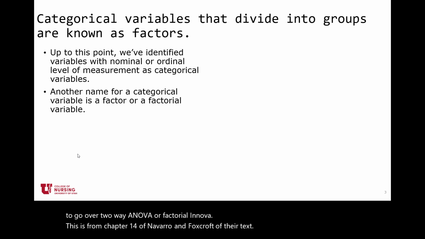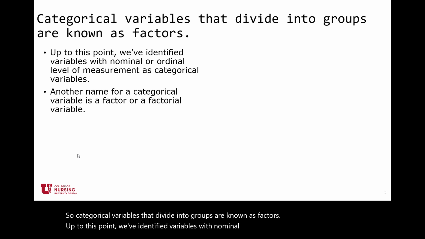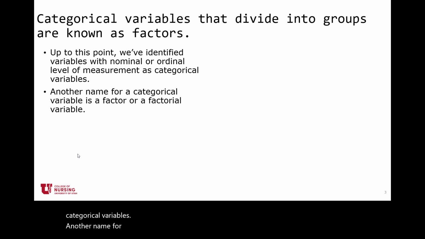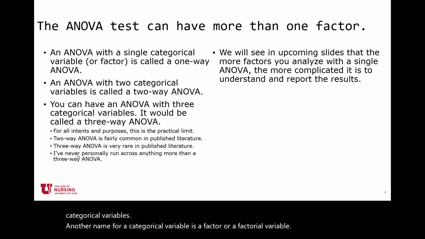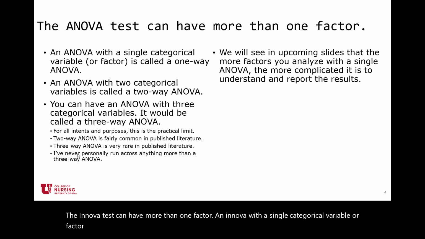So categorical variables that divide into groups are known as factors. Up to this point, we've identified variables with nominal or ordinal level of measurement as categorical variables. Another name for a categorical variable is a factor or a factorial variable. The ANOVA test can have more than one factor. An ANOVA with a single categorical variable or factor is called a one-way ANOVA.